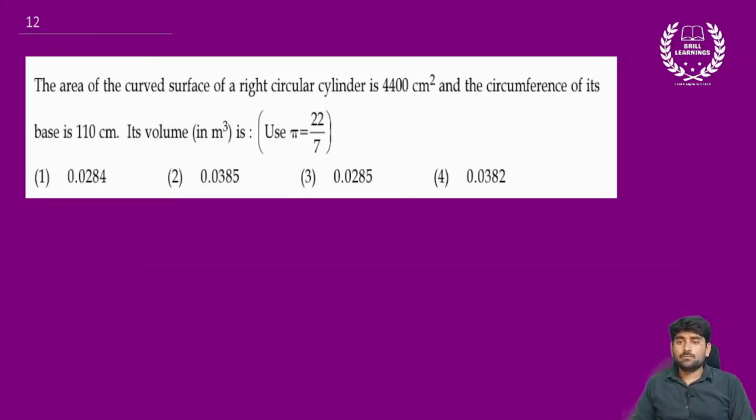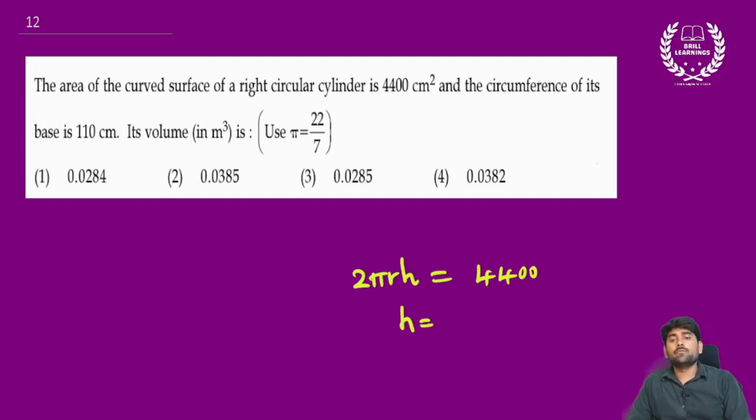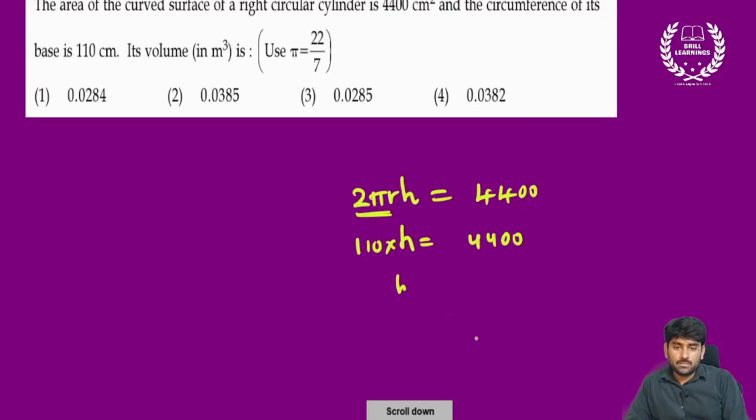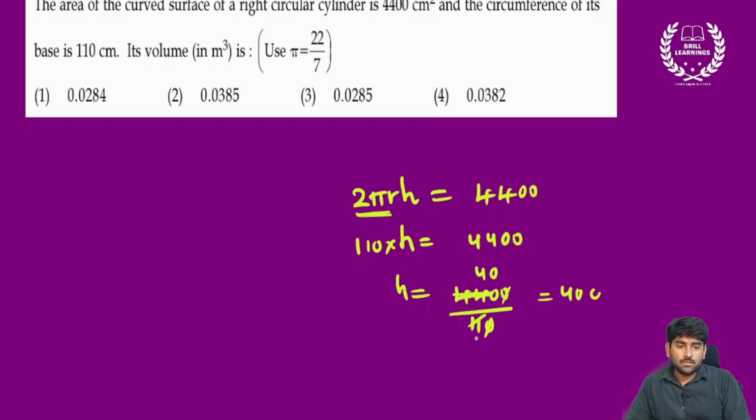They have given curved surface area. The formula for curved surface area is 2 pi r h, which is equal to 4400. From here we can get the value of h. How? They have given circumference as well. What is the circumference? 2 pi r is nothing but circumference. So it is 110 into h is equal to 4400. H is equal to 4400 by 110. 0 cancel, 11 4 0. So here h is 40 centimeter.